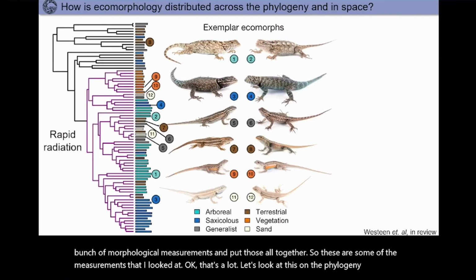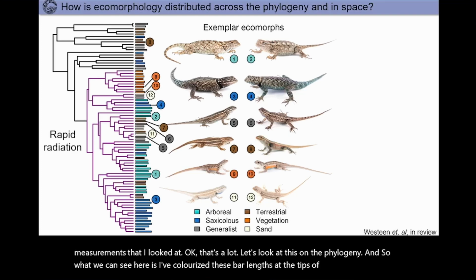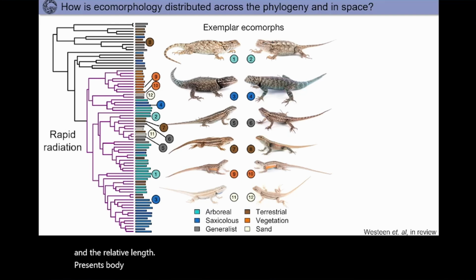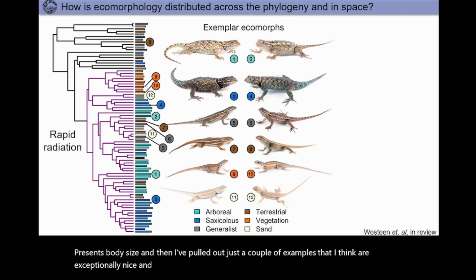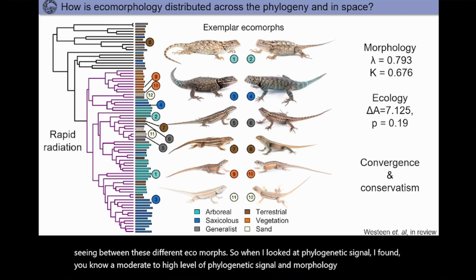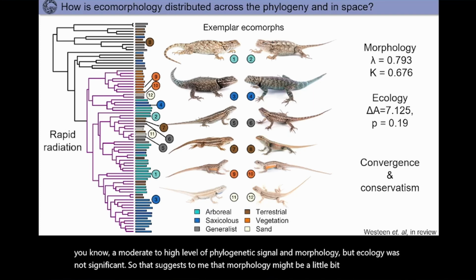And so what we can see here is I've colorized these bar lengths at the tips of the tree by ecology, and the relative length represents body size. And then I've pulled out just a couple of examples that I think are exceptionally nice and demonstrate some of the convergence that we're seeing between these different ecomorphs. So when I looked at phylogenetic signal, I found a moderate to high level of phylogenetic signal in morphology, but ecology was not significant. That suggests to me that morphology might be a little bit constrained, whereas ecology might be a little bit more labile.